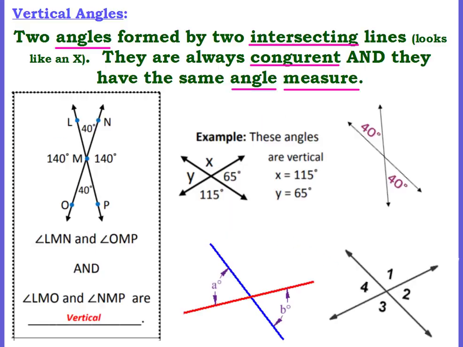Okay, let's add another one. Vertical angles. Vertical angles are two angles formed by two intersecting lines. They look like an X. They are always congruent and they have the same angle measure.